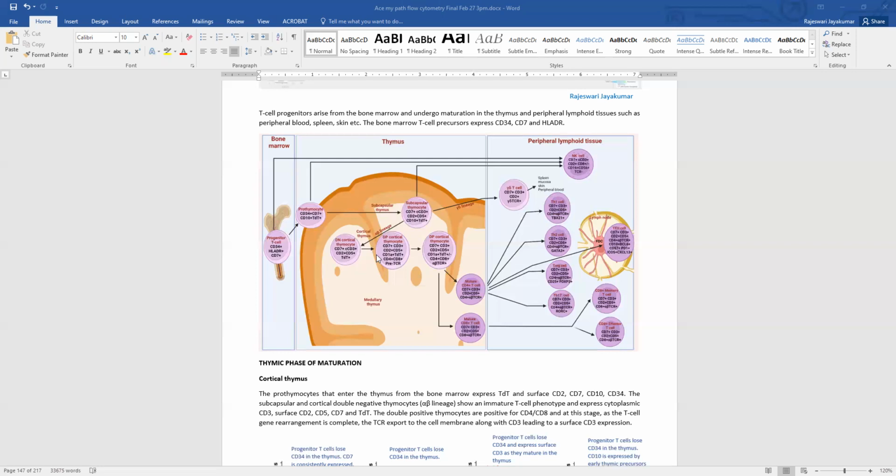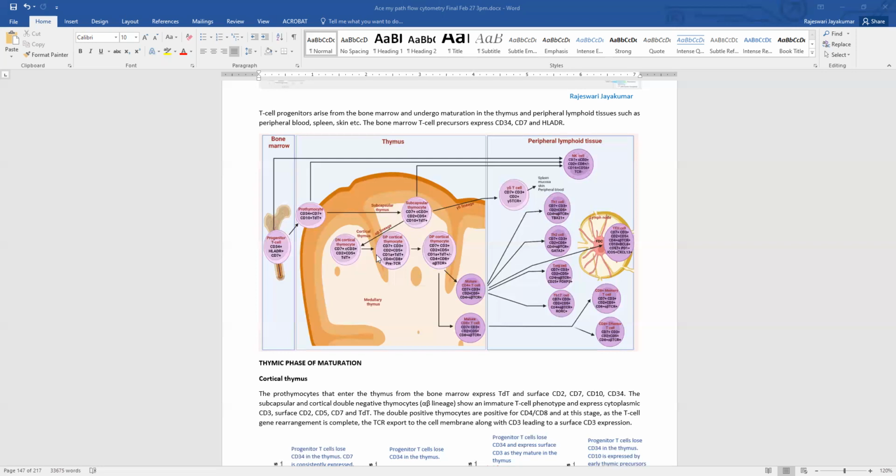CD34 is expressed only in the very early stages, and it is not expressed even in the late stages of immature T cells. So only TDT is a reliable marker for immaturity. Here they do not have any T cell gene rearrangements yet, and then they start rearranging their T cell genes. Once the T cell gene rearrangement is complete, the cytoplasmic CD3 and the TCR complex combine, and they migrate to the surface, and they become positive for CD3.